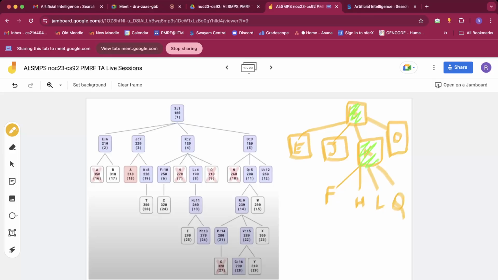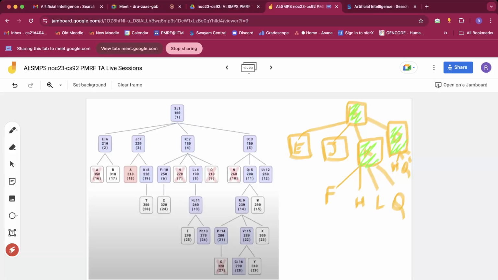Which node did we explore next? The third node that we explored was O, right? So we explored O, and once we explored O, we added, there's no space here, but let me try to fit it in. We added H, Q and U. Now look at this tree over here.